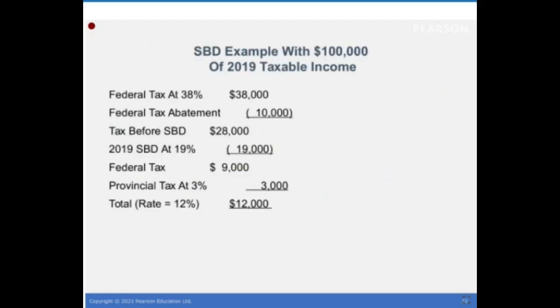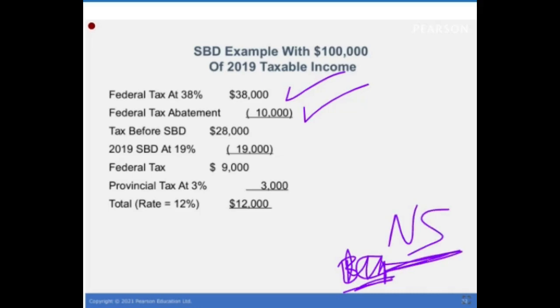So let's look at that same example, but factor in a small business deduction. We do our 38%. That's our basic rate. We take away 10% because in this example we're assuming it's a company in BC, so they've paid provincial tax. Actually, no, sorry, we switched. 3%, Nova Scotia. We're home. Well, home for me. I don't know where all of you are right now.